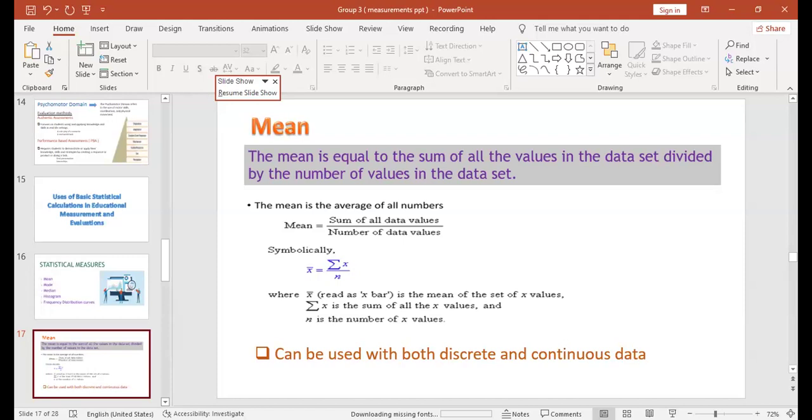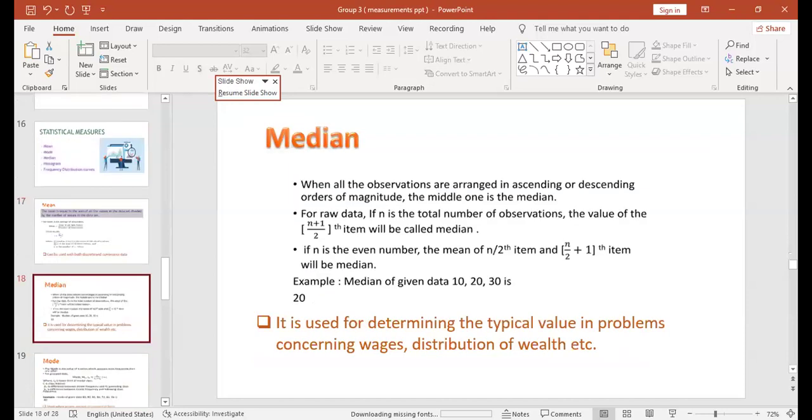Although its use is most often with continuous data. The mean is equal to the sum of all the values in the data set divided by the number of values in the data set. Let's move on to the next slide.